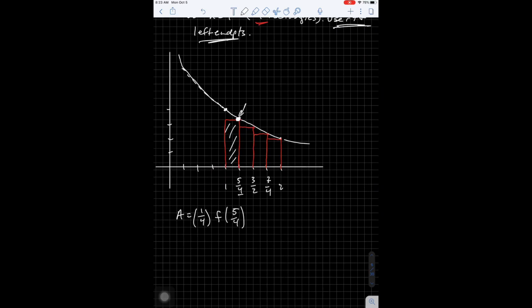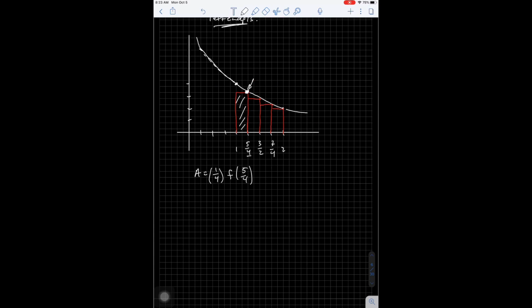Okay, so this is going to be 1/4 times 1/(5/4), because the function, remember, is 1/x. So I'm taking this 5/4 and plugging it in right here for x. Now I'm showing you all the gross details. You can do this in your head. Okay, times 4/5, the 4's cancel, and you get 1/5 for that first area. That's the area of the first rectangle.